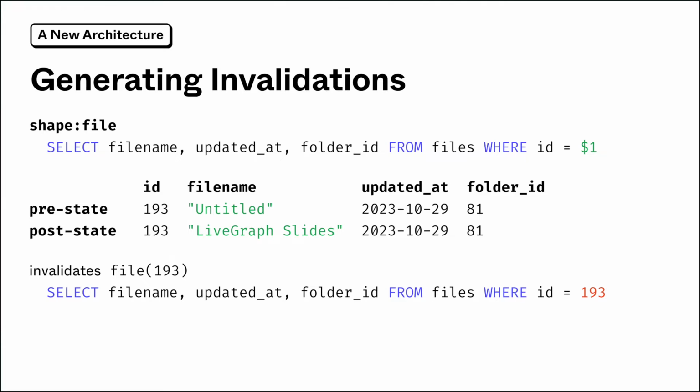This is the file shape, which fetches information about a particular file given its ID. So in a shape, all of the arguments are templated out. And an actual query is a shape plus the arguments that go into the query.